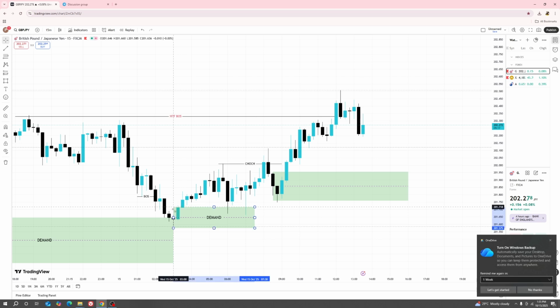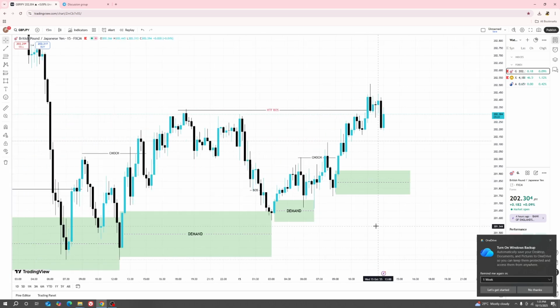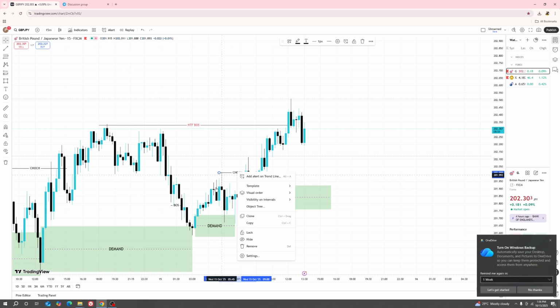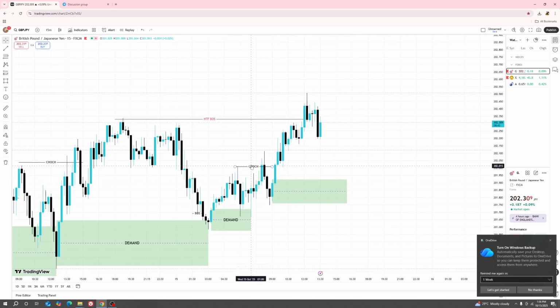At the 15 minutes, we can still refine our demand level, and we can therefore refine this one here. So this therefore becomes our last BOS price made, and our change of character comes right here.